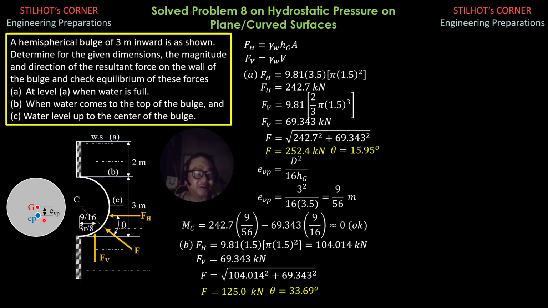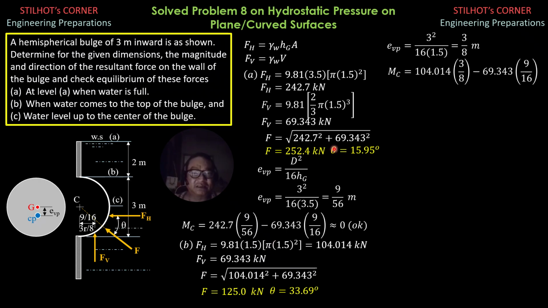Part C, Hg is 4r over 3 pi. The projected area is semicircular, so Hg is 4r over 3 pi. So let's check equilibrium rather: ESA VP is diameter square over 16 times Hg, 1.5, so it's 3/8. So moment about C is 104.014 times 3/8 minus FV 69.343 times 9 over 16, and that's also almost zero.